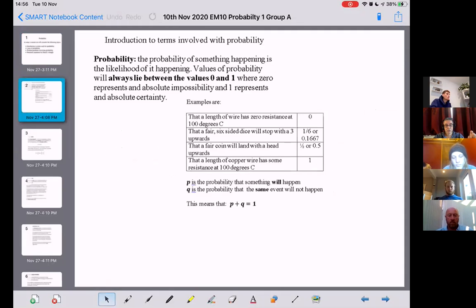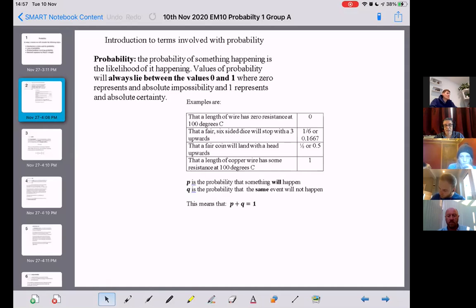First of all, the introduction to the terms. The probability of something happening is the likelihood of it happening. Values of probability will always lie between the value 0, which is absolutely can't happen, ever, never, and 1, which is a certainty. We'd all like that in the 6 o'clock at Haydock Park. A certainty. We won't have to work anymore. Those ones don't turn up very often, but there are some examples you could come up with.